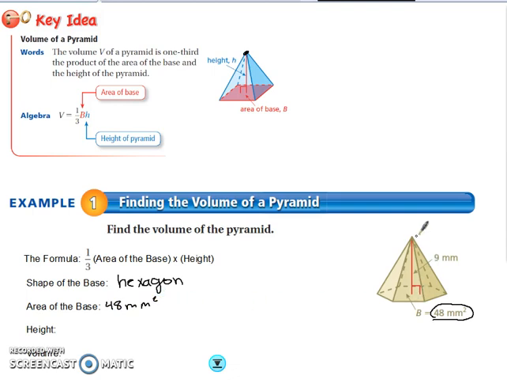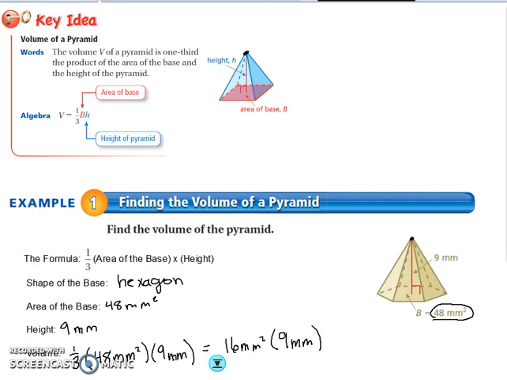And the height goes from the point straight down making a 90-degree angle with the bottom. I see that that is 9 millimeters. So our volume is just 1/3 of the area of that base multiplied by the height. 1/3 times 48 is 16 square millimeters. And then I still need to multiply by 9.